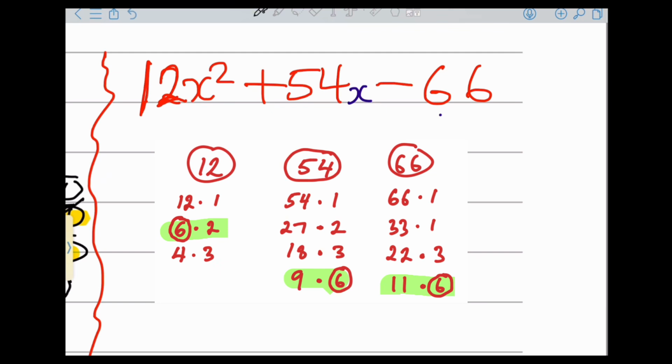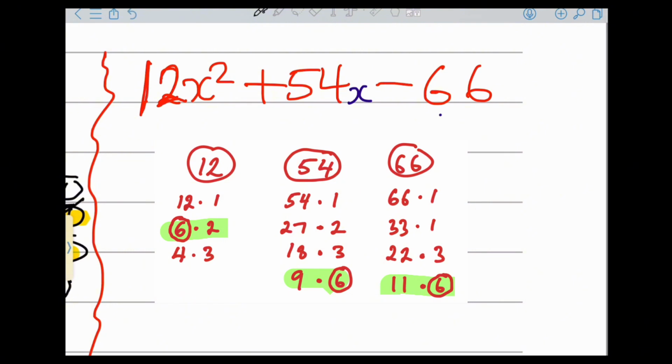No. So let's go to the next factor of 12. 6. Let's check for 6 on 54. Is everyone looking at 54? Yes, there's 6. Now go to 66. Yes. So 6 is the greatest common factor. Let's start again.